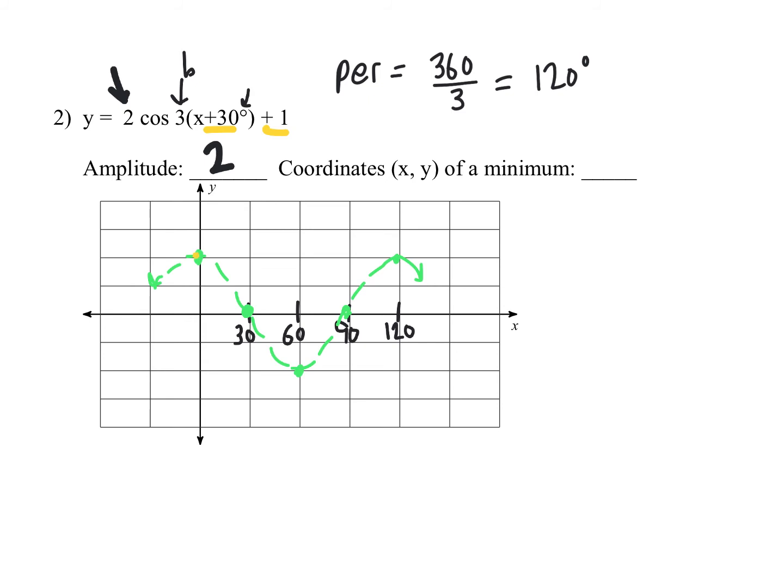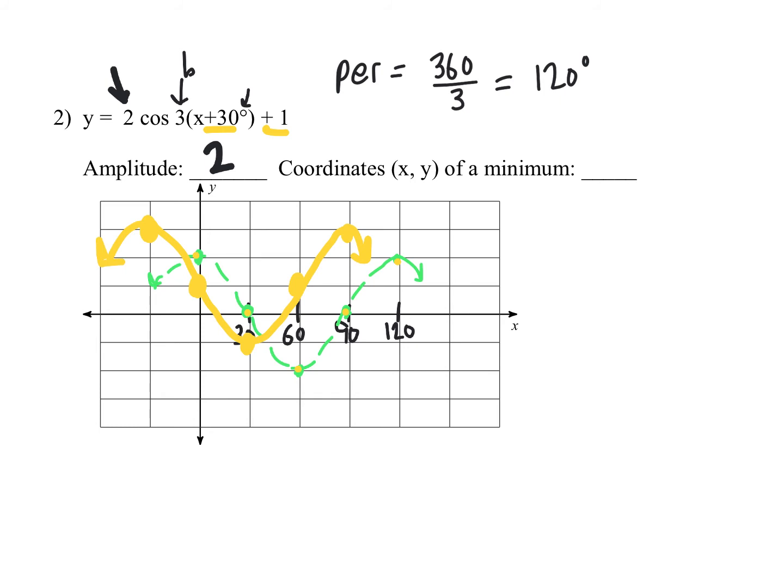So we'll take each point, that point right there, left 1, up 1. The point at 30 will go left 1, up 1. The point down here at 60 degrees, left 1, up 1. The one at 90 degrees, left 1 and up 1. And the 120 would go left 1 and up 1. So this graph's going to do something like this, again, with the endpoints going back down.